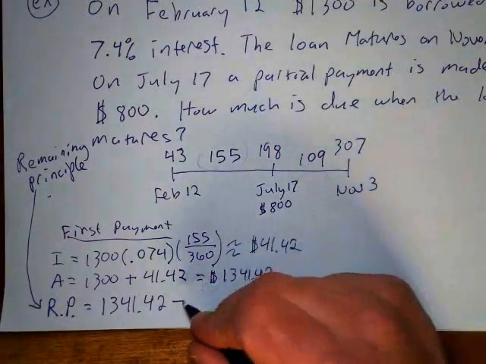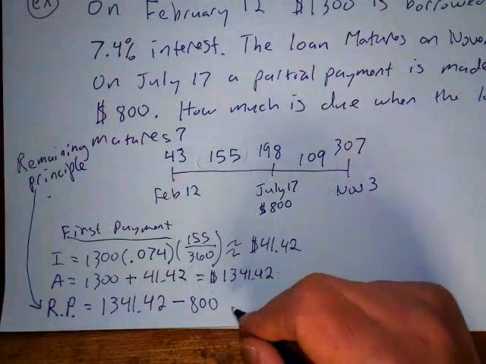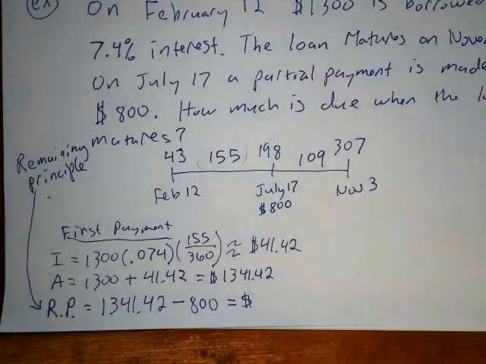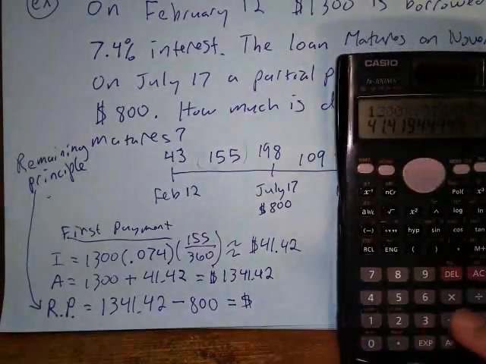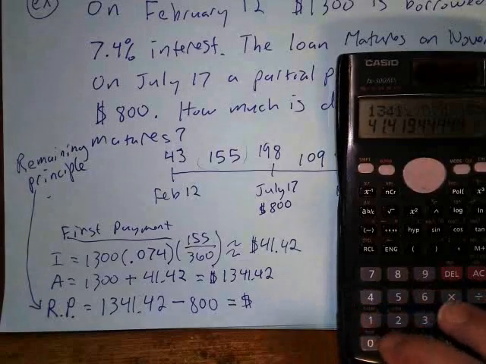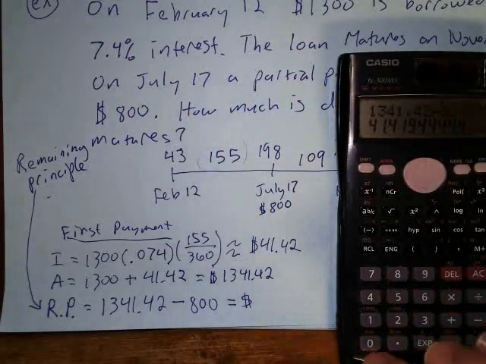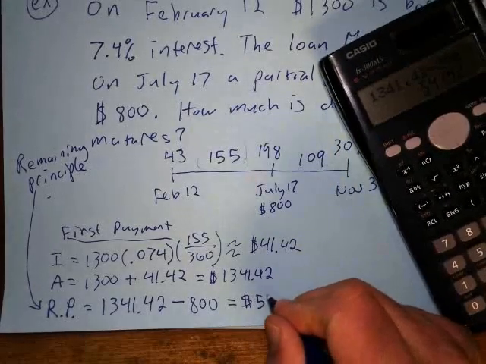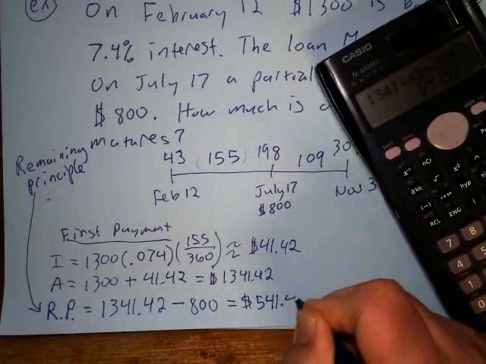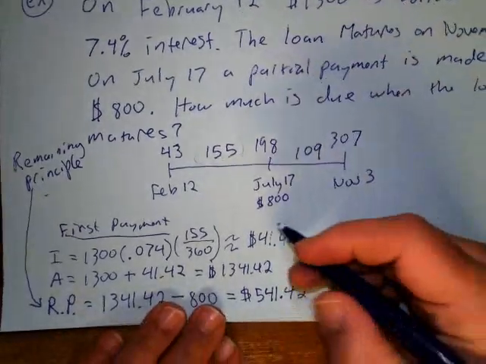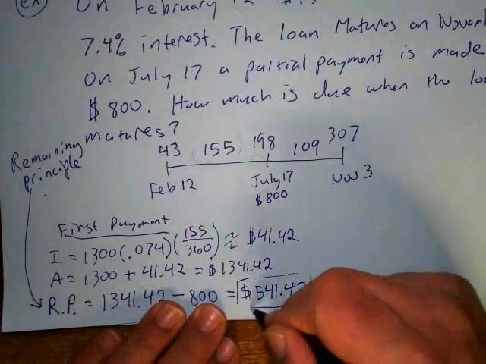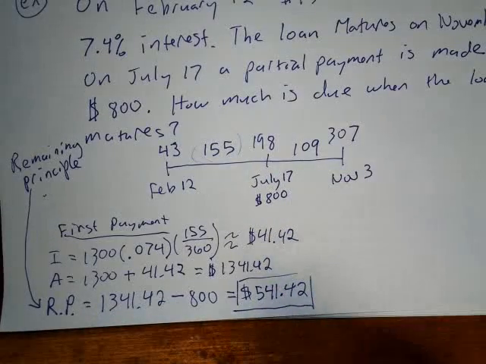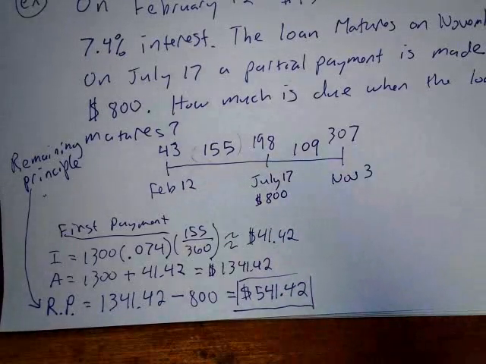So I make a partial payment of $800. And the difference here, I think it's $541.42, but let me just make sure. Yep, $541.42. So what that means is this is how much I still owe on the loan. After I make my partial payment, I still owe this much on the loan. So that's the remaining principal.